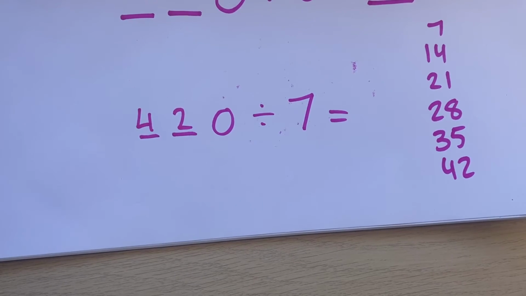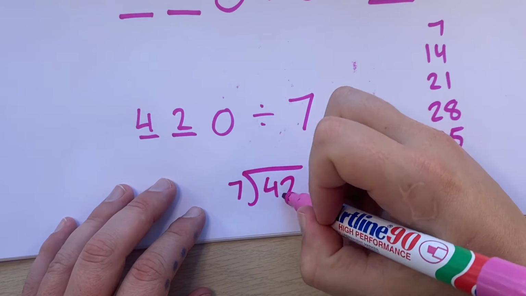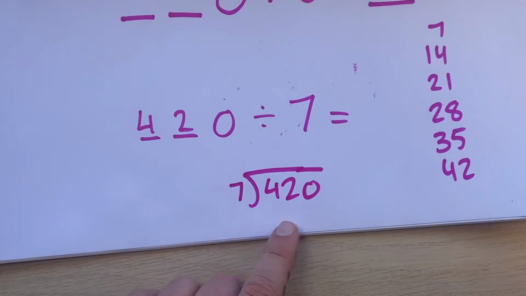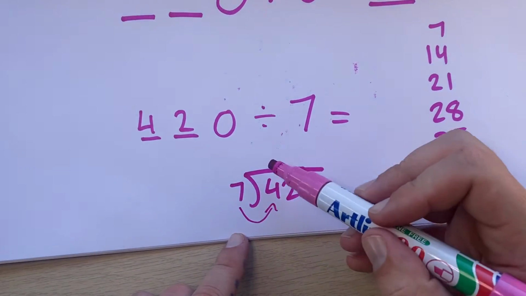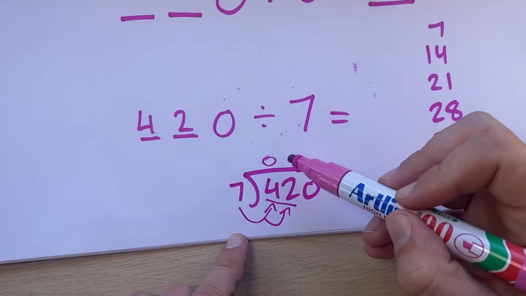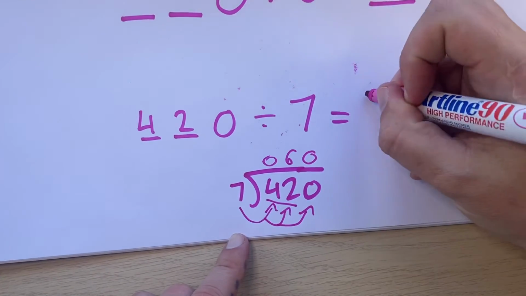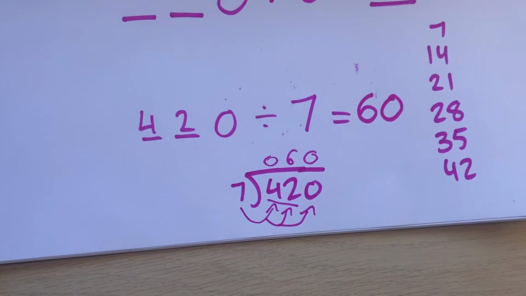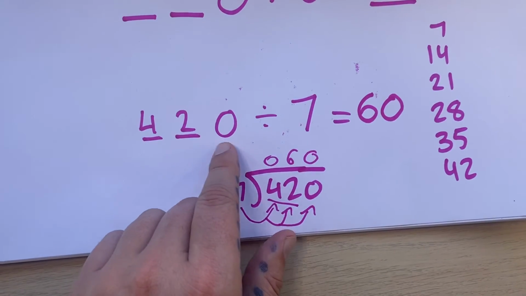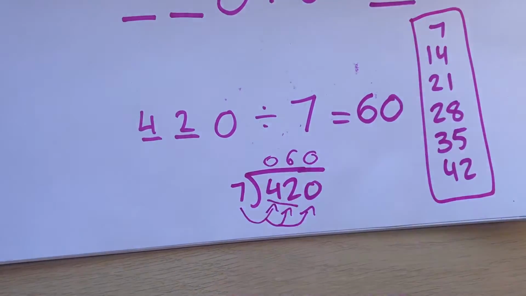Well, let's see. Let's do the strategy we have been practicing. 7 into 420. 7 goes into 4 0 times, and that becomes 42. 7 into 42 goes 6 times. 7 into 0 goes 0 times. So the answer is 60. So there you have it. So 420 divided by 7 equals 60. And I got to that answer by just running out my times tables.